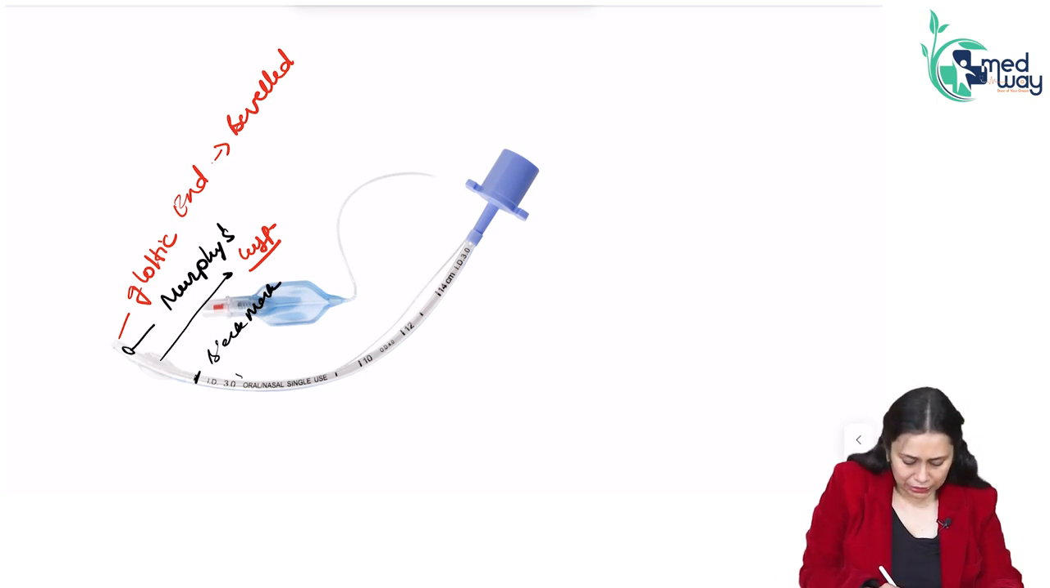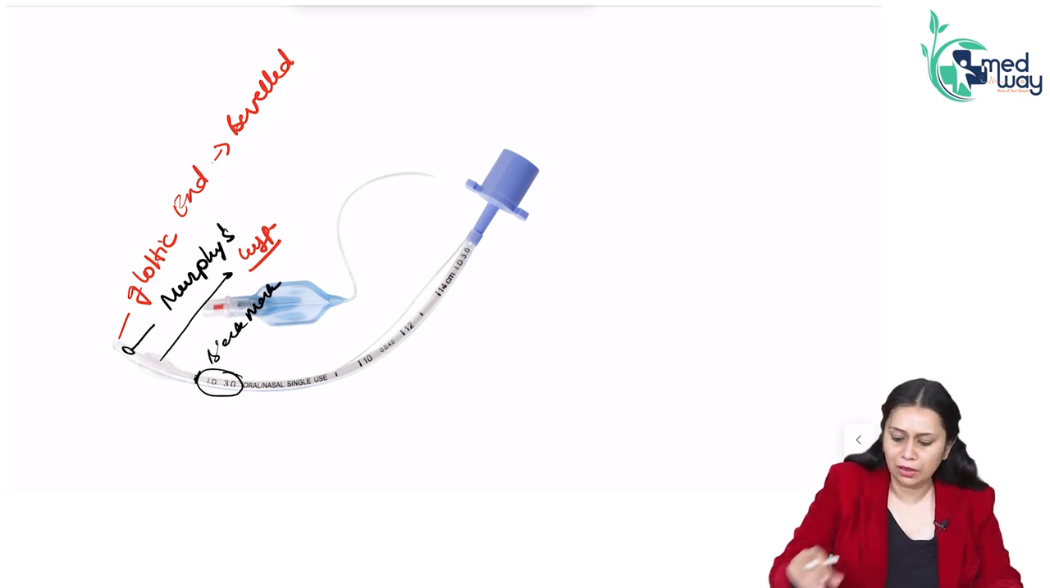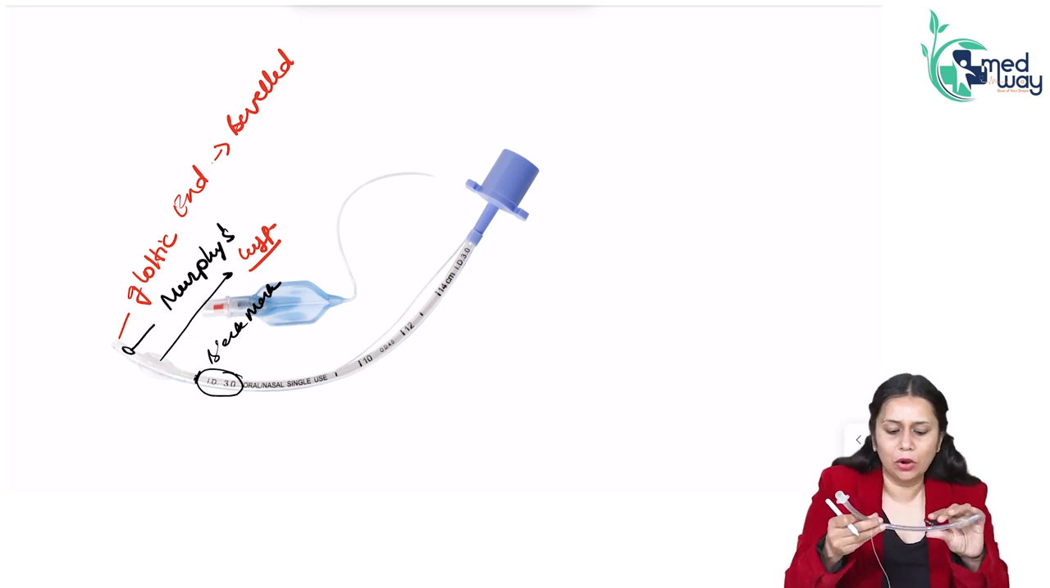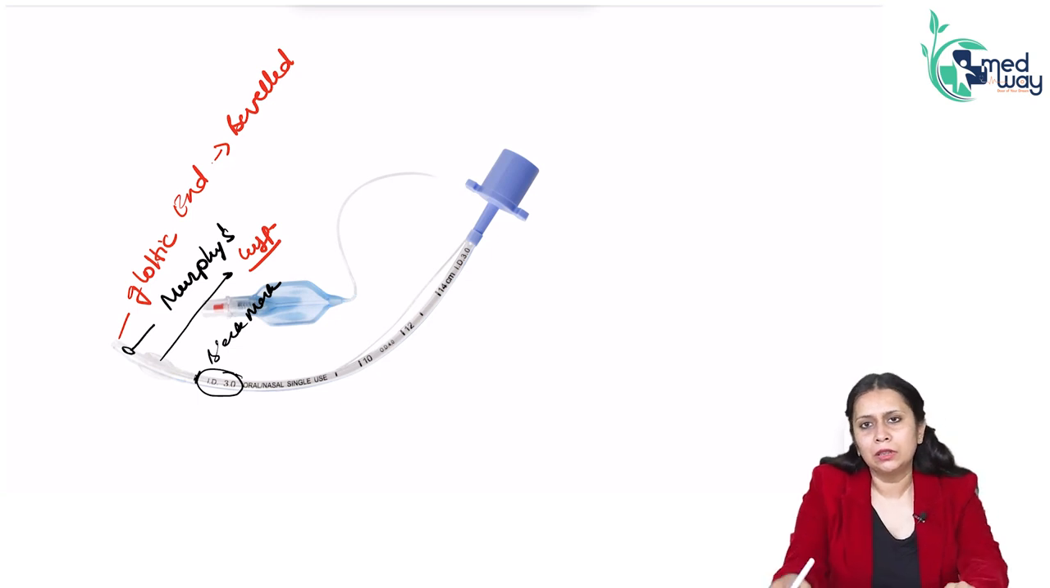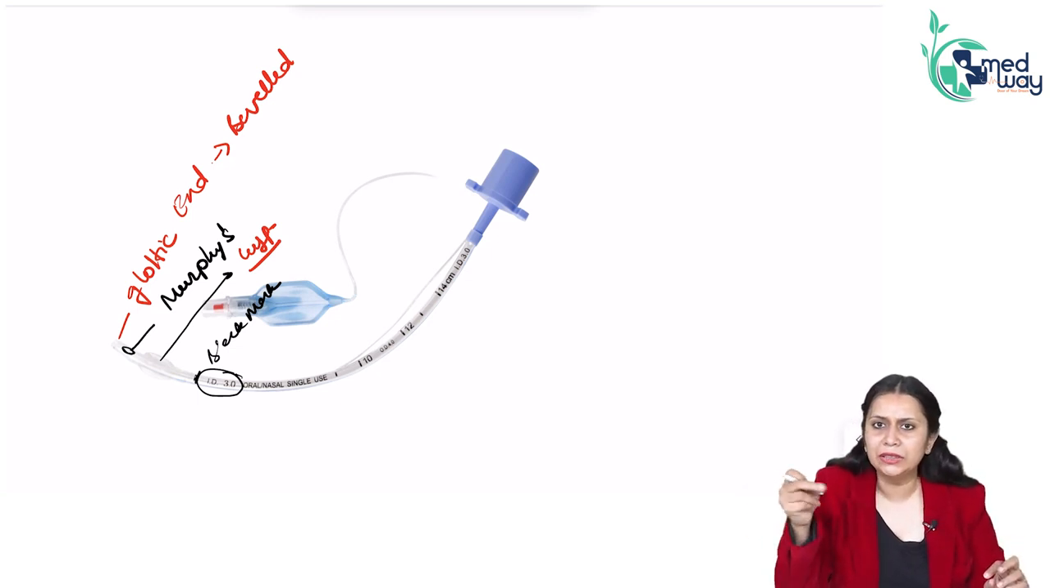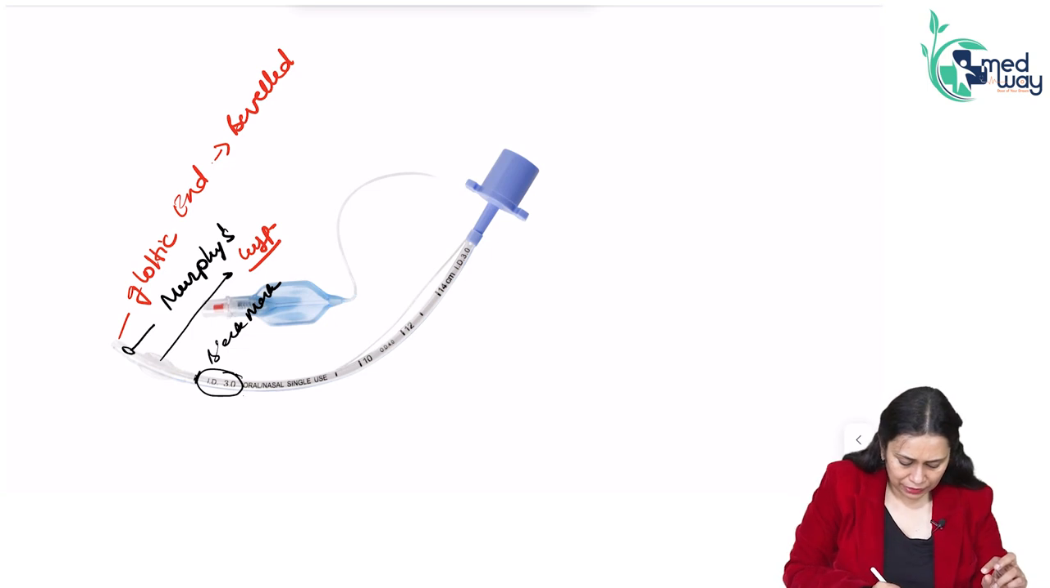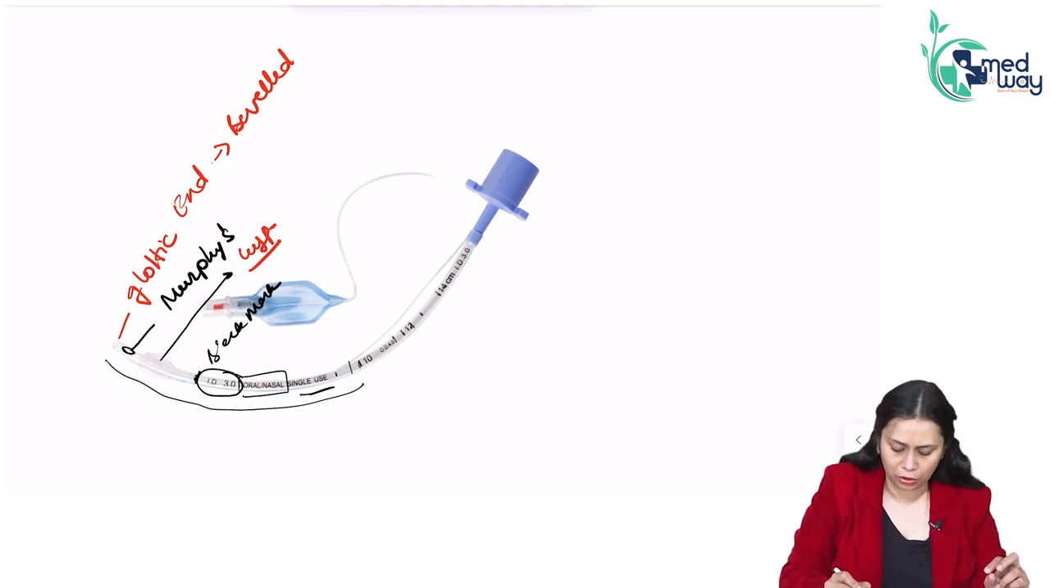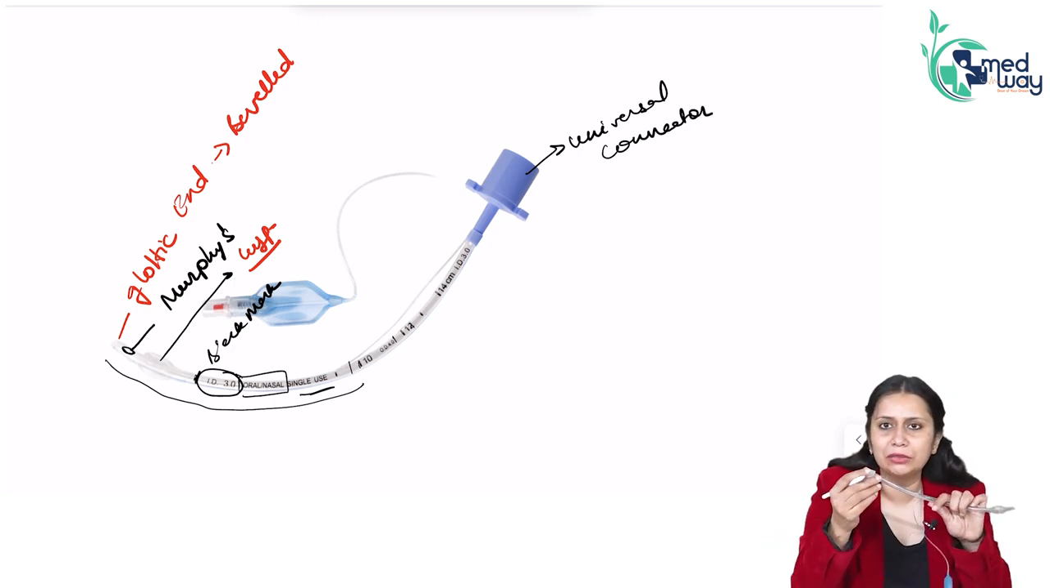Then the internal diameter of the tube is written on the wall of the tube. See, the tube is sized according to its internal diameter, okay? Then it is written that it can be used both for oral and nasal. It is single use, and then there are markings on the tube showing its distance in centimeters from the glottic end. And this is the universal connector, okay?